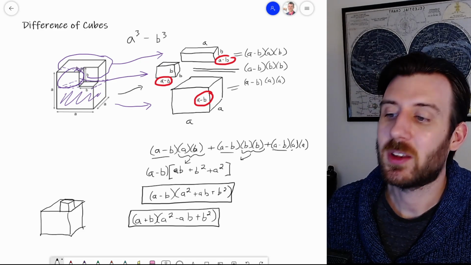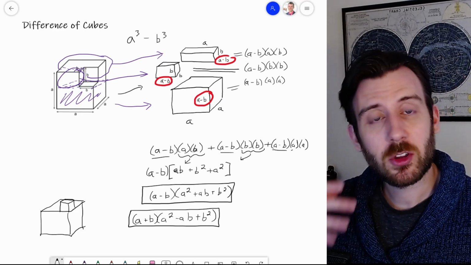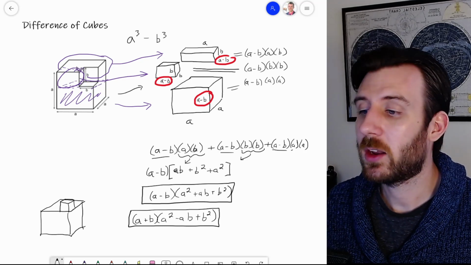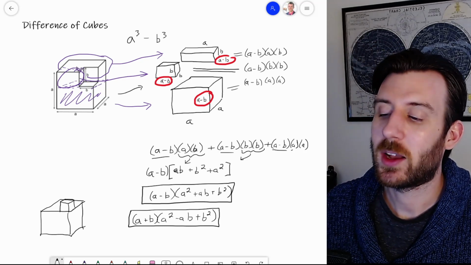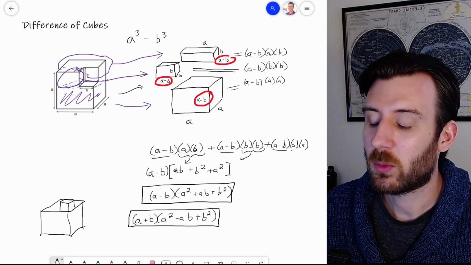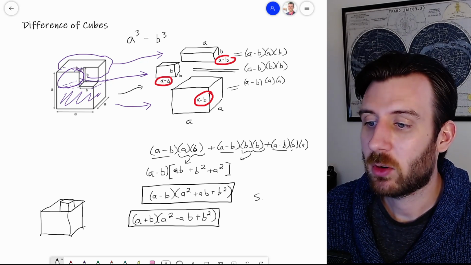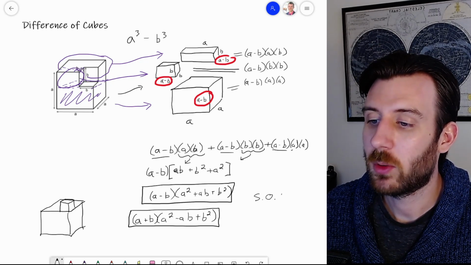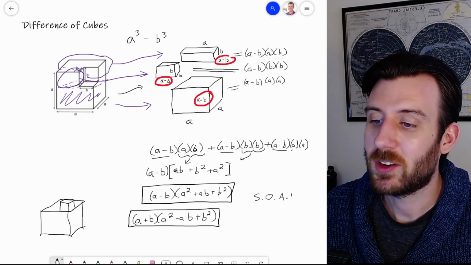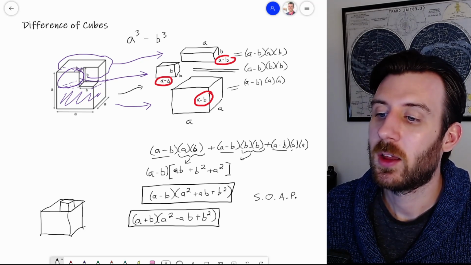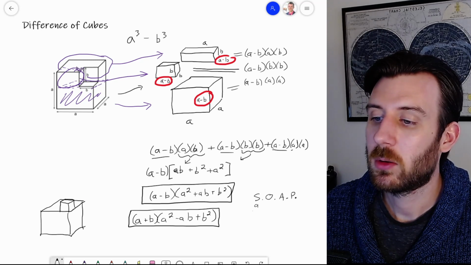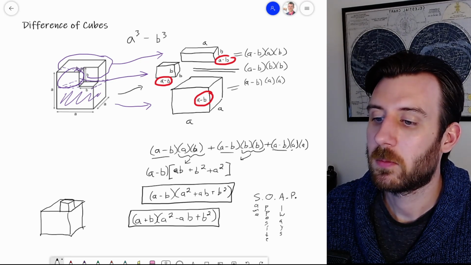Now these can become a little bit difficult to remember, especially on a test, so there's an acronym, a shortcut, a mnemonic that we use to help keep track of what these are when we're working through problems quickly. And that acronym is SOAP, S-O-A-P. It works with the difference or sum of cubes, and what it stands for is same, opposite, always, positive.